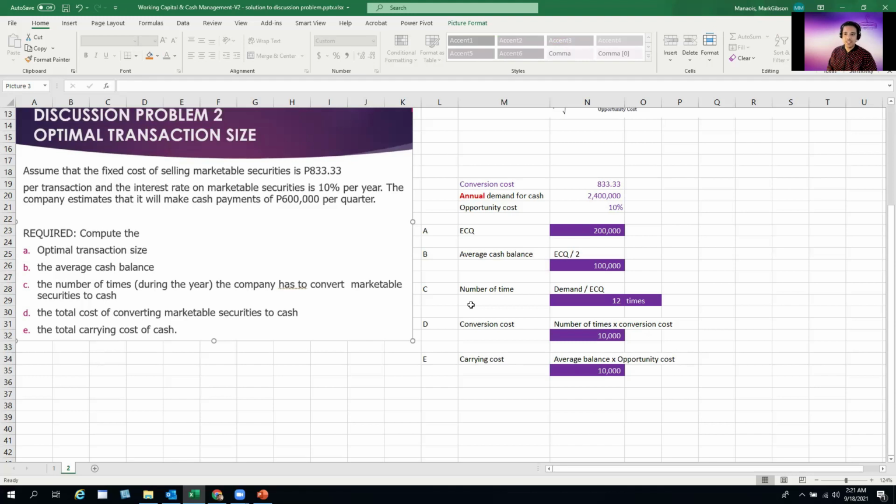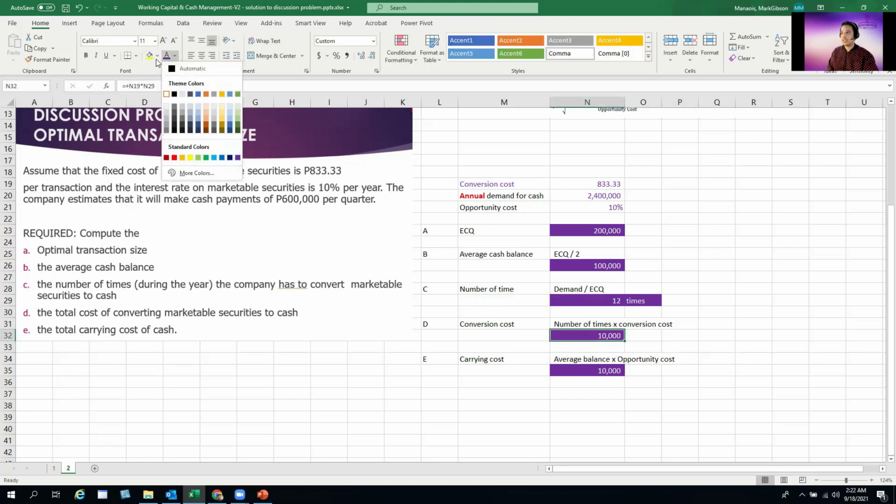Once a month pala, kailangan natin mag-convert ng marketable securities to cash in order to support the business operations. Letter D, conversion cost. So sabi natin, this is the cost to convert marketable securities. Magkano? 833.33. Ano ba yung formula? So number of times multiplied by the conversion cost. Na-compute natin yung number of times, sabi natin 12 times. So 12 multiplied by 833.33. This is your conversion cost per transaction. So that's 10,000 pesos. So happy ka na dyan.